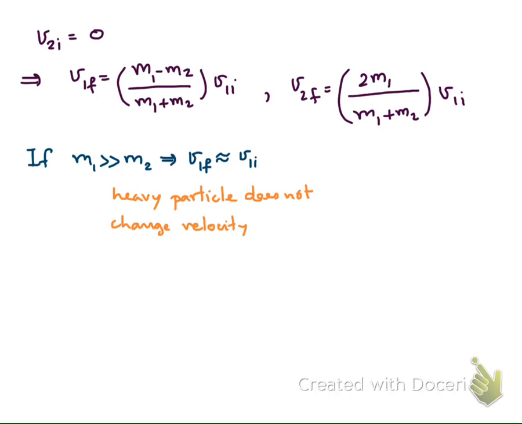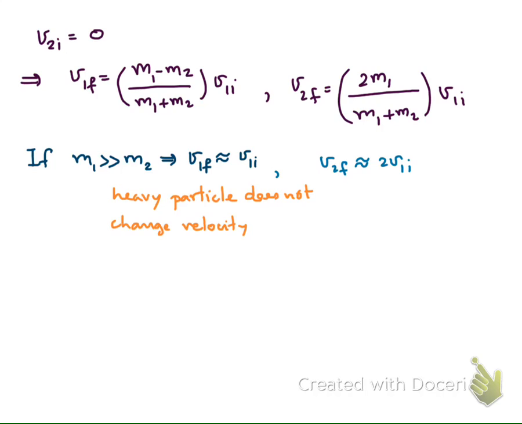However, we have that V2F is approximately equal to 2 times V1I. Right? This comes from this equation. You can see that since M1 is very big, M1 plus M2 is approximately equal to M1, and this ratio is approximately equal to 2. So V2F is approximately equal to 2 of V1I.